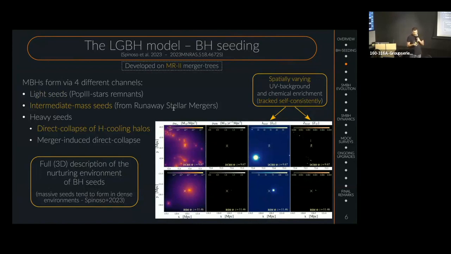So with this model, we have a way to track fully self-consistently the nurturing environment, in a 3D box and in a cosmological context, of these intermediate-mass and direct collapse black hole seeds. This can be scaled, although the resolution is a clear issue because we need to resolve either atomic cooling halos or mini halos. So we are working on that, and stay tuned.